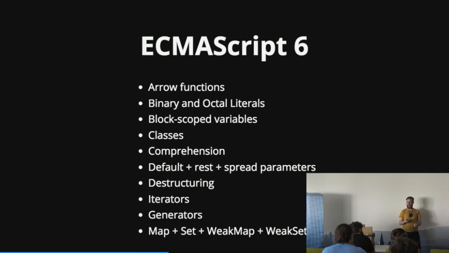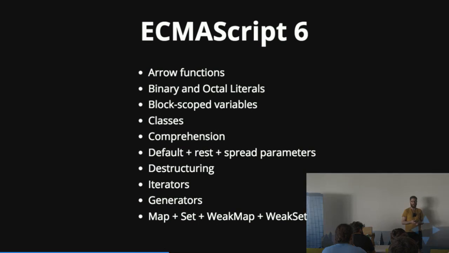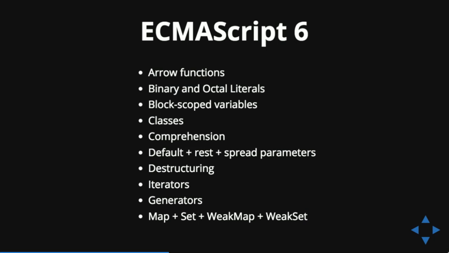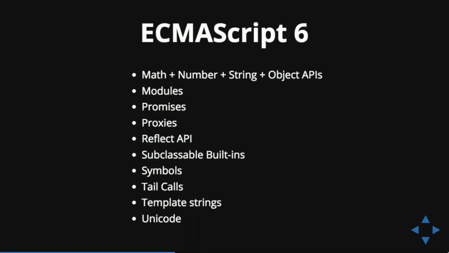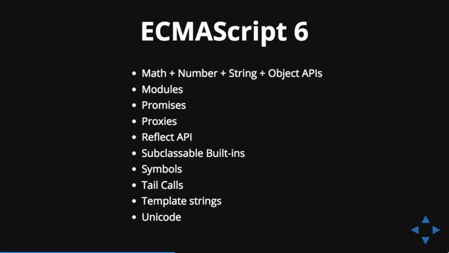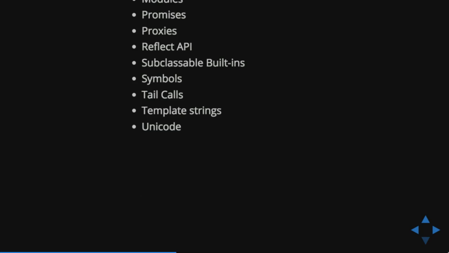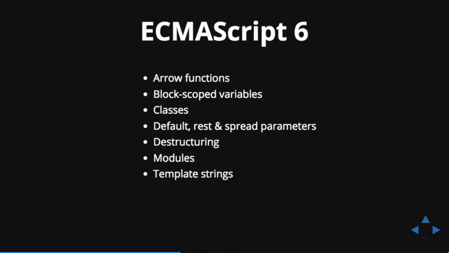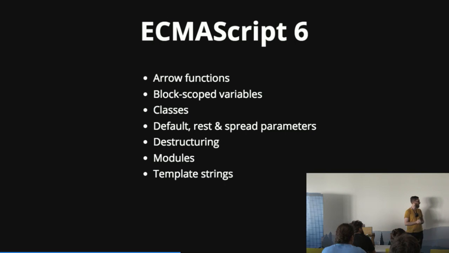ECMAScript 6 brings a lot more. It brings arrow functions, new literals, classes, a pretty long list, which I will not go through completely because this is an introduction. I'll talk to you about arrow functions, block scoped variables, classes, the default, rest and spread parameters, destructuring, modules, and template strings. You might have wondered why I chose these 7. It's because I used these 7. It's easy.